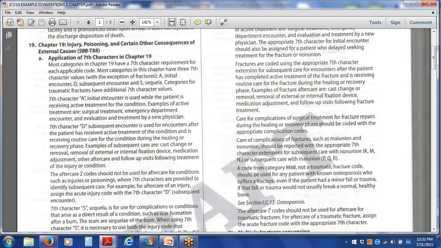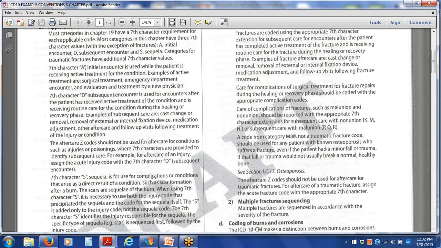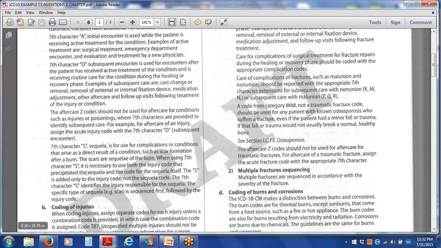The initial encounter means as long as they're receiving active treatment. The D is used for encounters after the patient has received active treatment and is receiving routine care for the condition. Here are some examples: a cast change, medication adjustment, aftercare, follow-up following treatment of an injury or condition. That's when you would use the D as the subsequent encounter, and the S is the sequela, for use of complications.